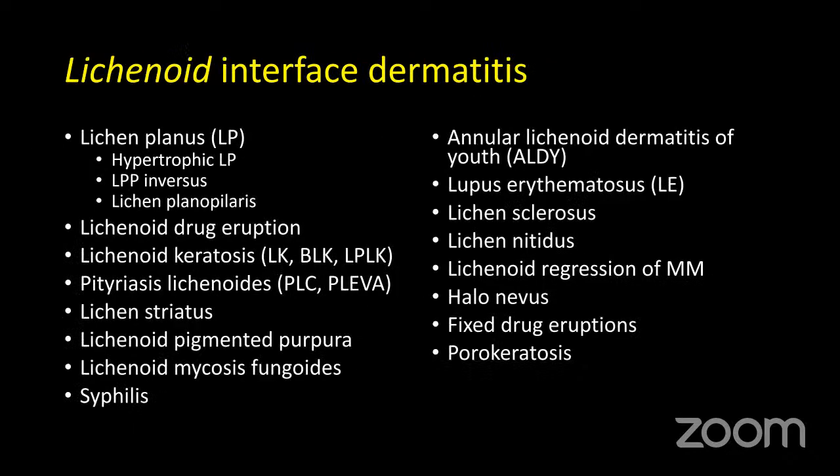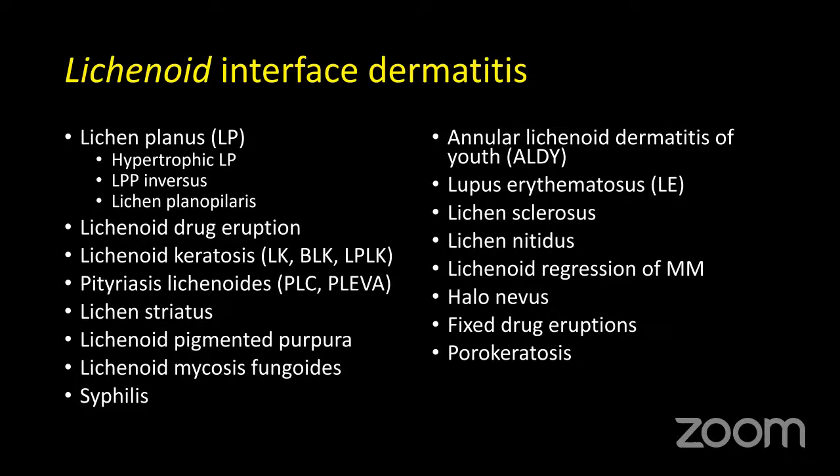This is my list, but it also overlaps with other people's lists of what's considered lichenoid interface. The classic one is lichen planus. There are different presentations of that. Lichenoid drug eruption, lichenoid keratosis is a very common one, also referred to as benign lichenoid keratosis or BLK, or lichen planus-like keratosis or LPLK. Pityriasis lichenoides, both chronica and acuta, PLEVA and PLC, lichen striatus, lichenoid pigmented purpura, lichenoid mycosis fungoides, syphilis. Syphilis is on everybody's list. Annular lichenoid dermatitis of youth, also just called annular lichenoid dermatitis.